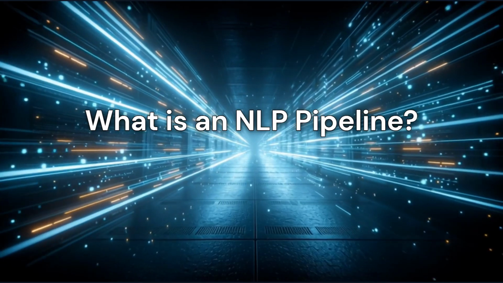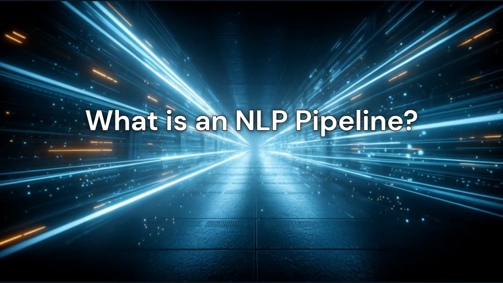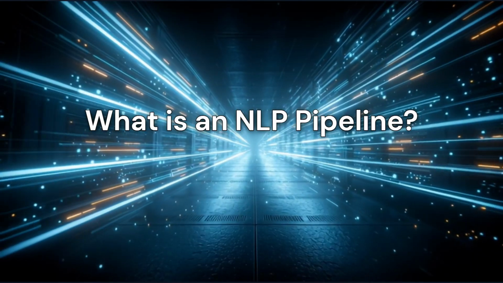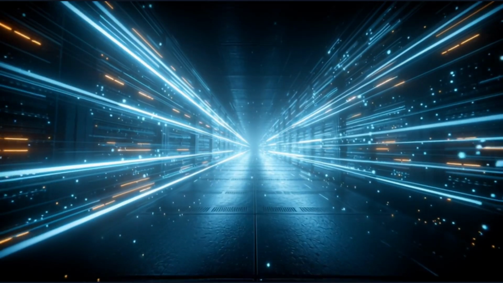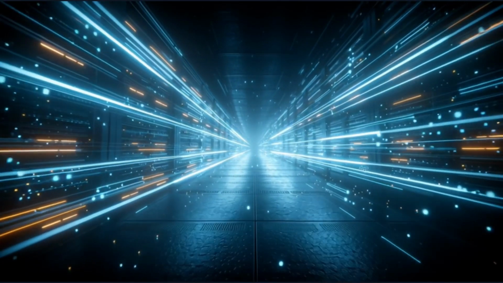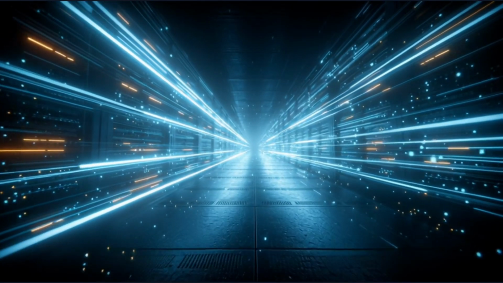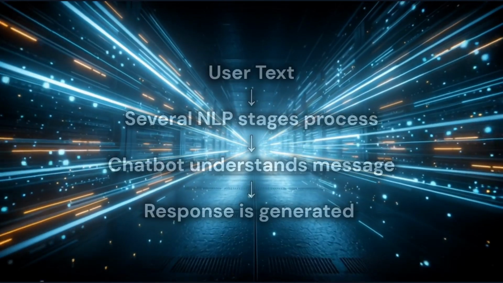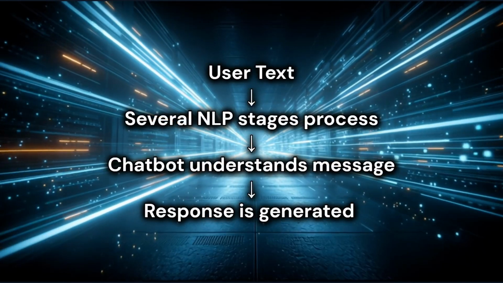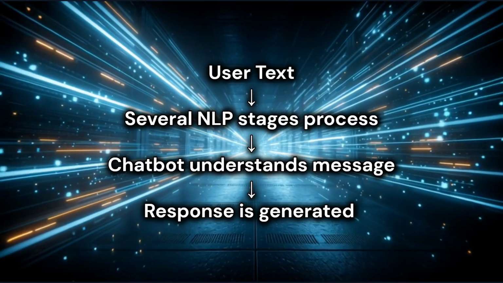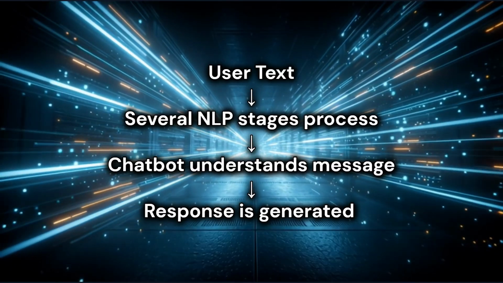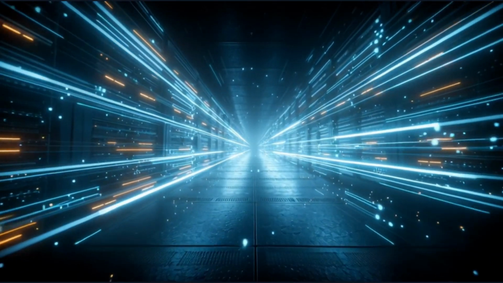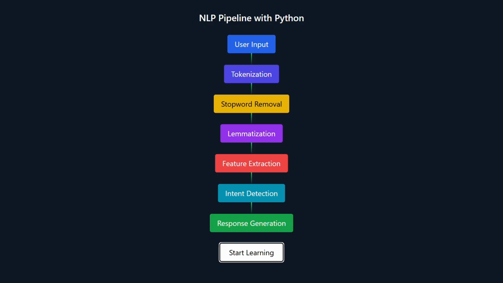An NLP pipeline is a sequence of steps that process the user's text and help a machine understand the meaning behind it. Think about a manufacturing factory. Raw materials enter from one side. Different machines perform different operations. Finally, a finished product comes out. Similarly, user text enters. Several NLP stages process it. The chatbot understands the message. A response is generated. This entire journey is called the NLP pipeline. So let's first see a big picture of the overall NLP pipeline stages.